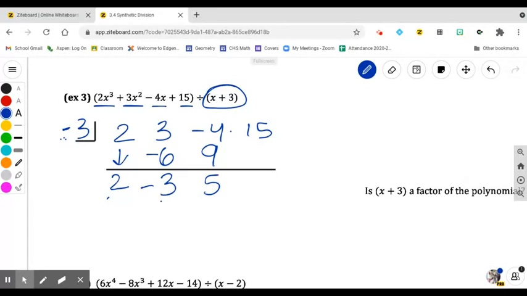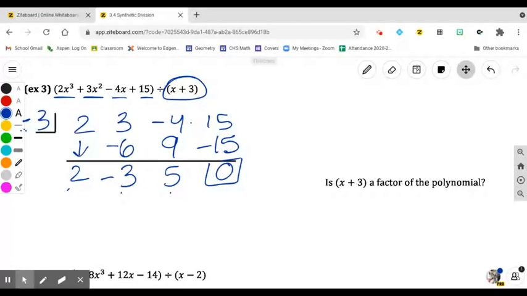And then we multiply. -3 times 5 is -15. And then we add one more time. 15 plus -15 is 0. So this one does not have a remainder. So it has a remainder of 0, which means that, yes, x plus 3 is a factor of the polynomial. So if I divided this by x plus 3, it divides evenly. So yes, it is a factor.